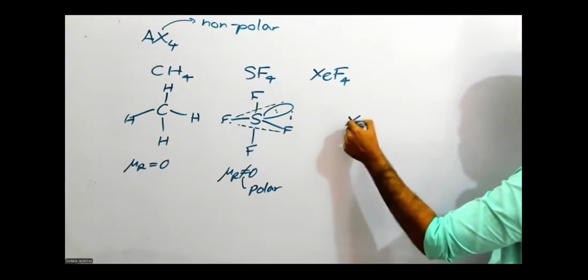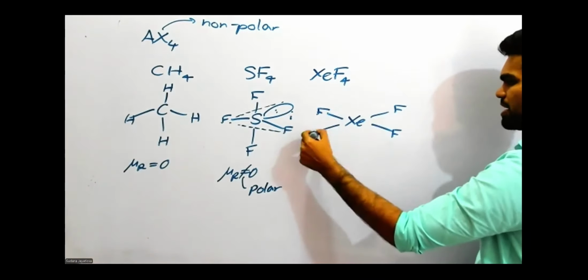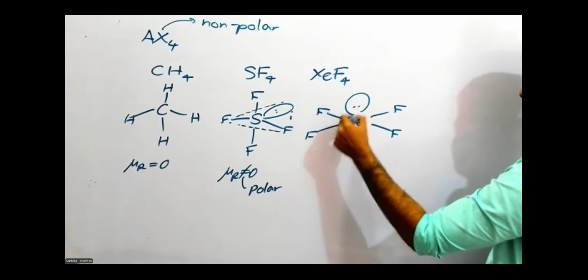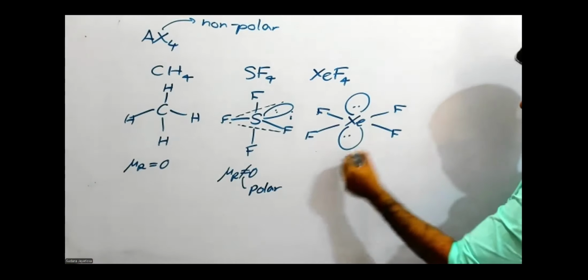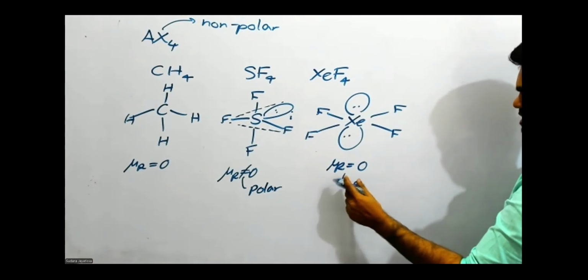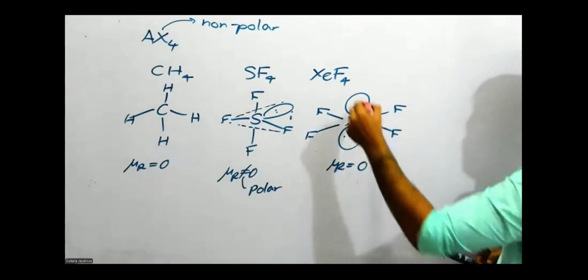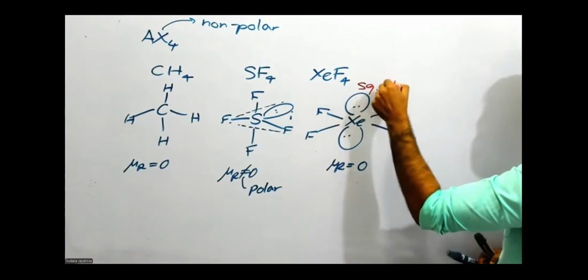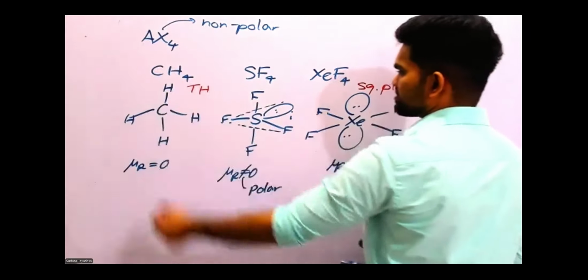And then finally, XeF4, it's a square planar molecule. Square planar molecule, and it's nicely getting cancelled. You can see it's very symmetrical. And here, the resultant dipole moment is 0. So it's non-polar. So then what are the possible answers? It can be square planar or it can be tetrahedral.